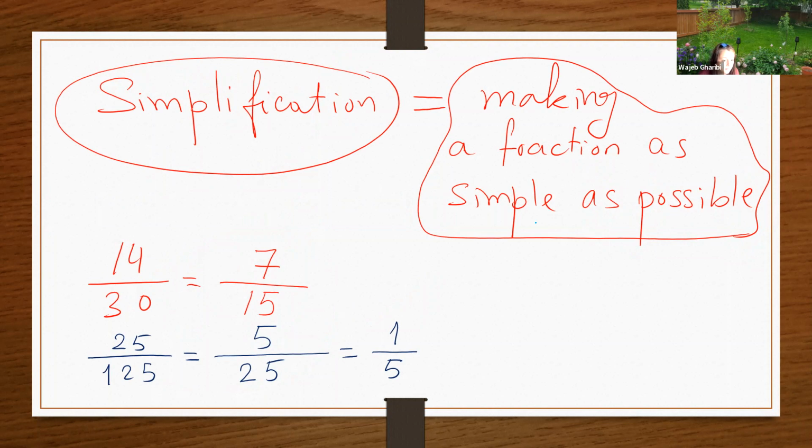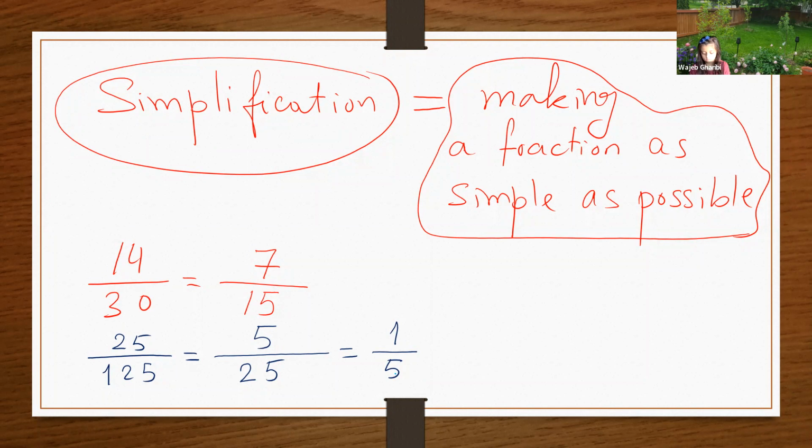For example, 14 over 30, we can divide both by 2. We got 7 over 15. We cannot simplify it more than that. Okay. 25 over 125, we can divide both numerator and denominator by 5. We got 5 over 25. And now again we can divide by 5. We got 1 over 5.